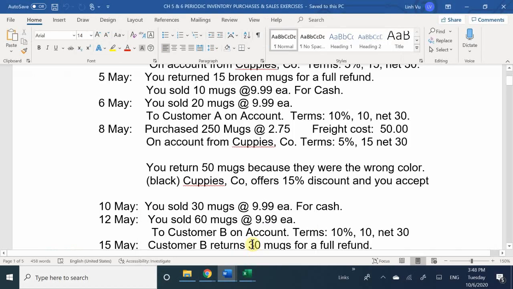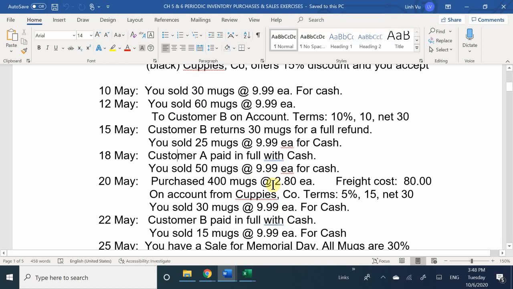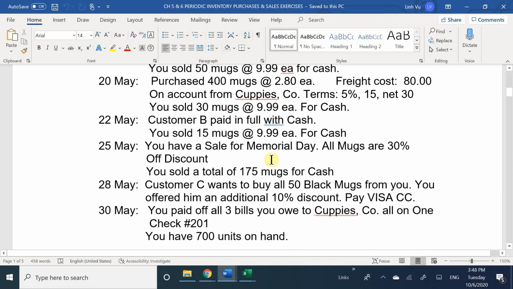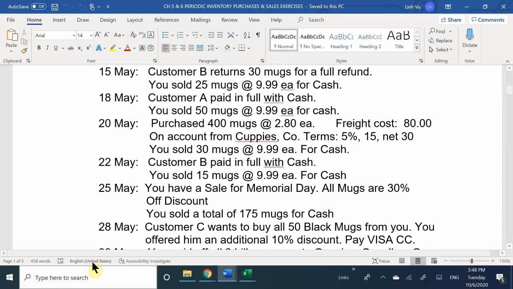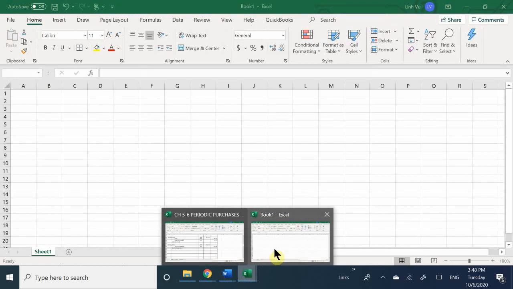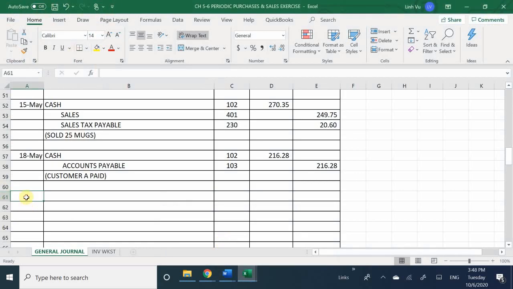What has happened on the same day? So we're on May 18th. What else happened? We sold 50 mugs at $9.99 each for cash. Okay, so we sold 50 more mugs for cash. Cash accounts with the sales and sales tax. Good. So May 18.